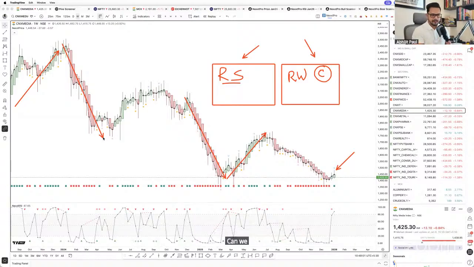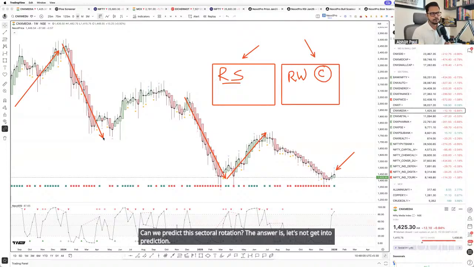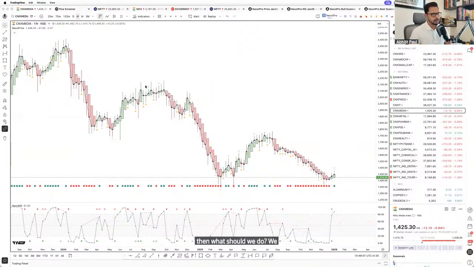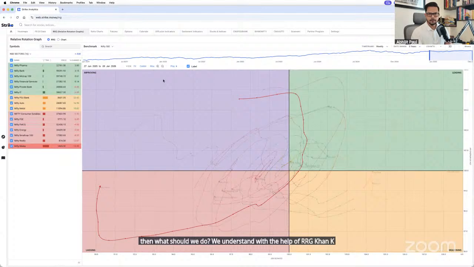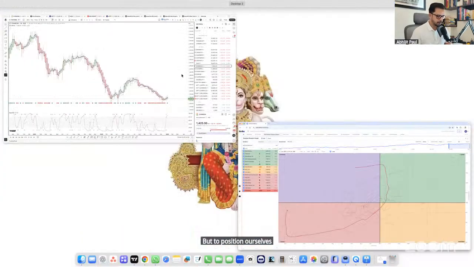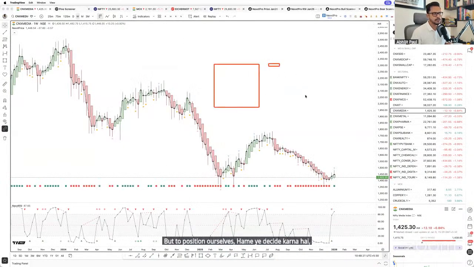Can we predict this sectoral rotation? The answer is, let's not get into prediction. Then what should we do? We understand with the help of RRG who is where, and as price behaves, this RRG will keep behaving. It's dynamic, and accordingly we will position ourselves. But to position ourselves, we have to decide which category we are in.